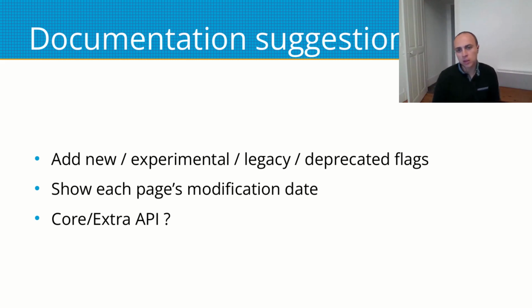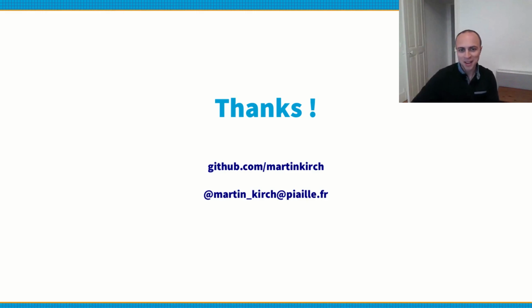If we could see the modification date of each page in the documentation. Also to have flags on functions to know whether they are new, experimental, legacy, or even deprecated. That would be great to follow what's changing. The online API documentation also has a separation between core and extra, and I still don't understand the difference because, well, both are available. Also, if this flag already exists, maybe put more of them. I haven't seen enough, I guess.